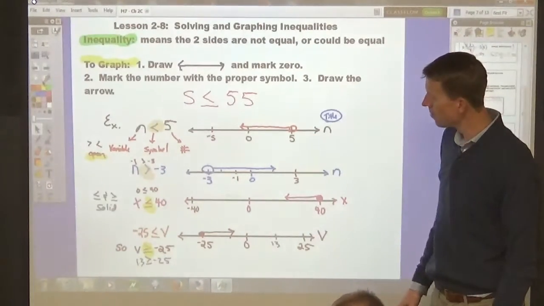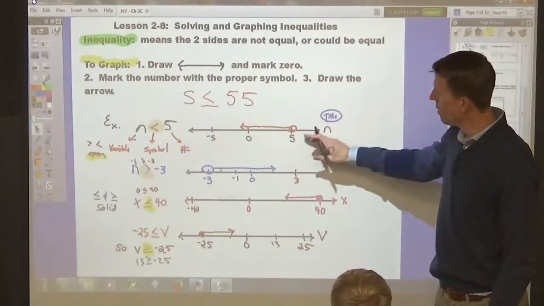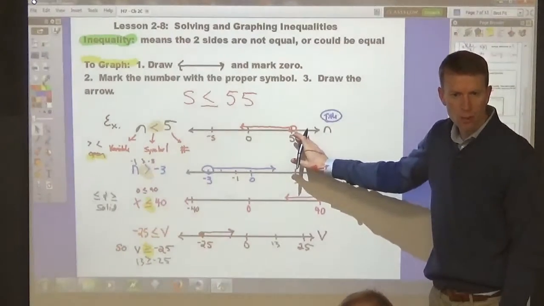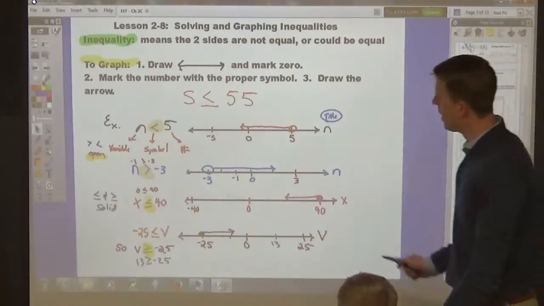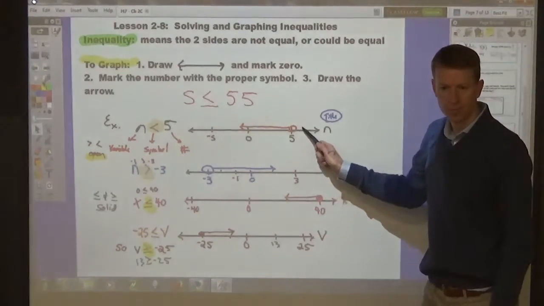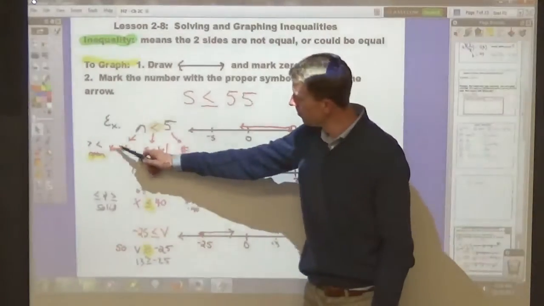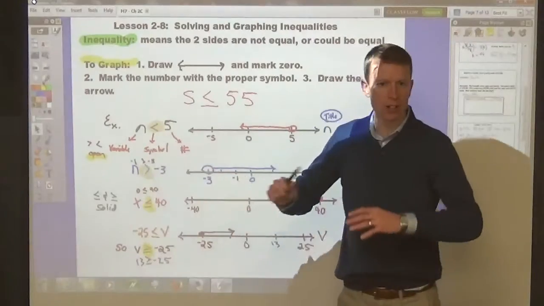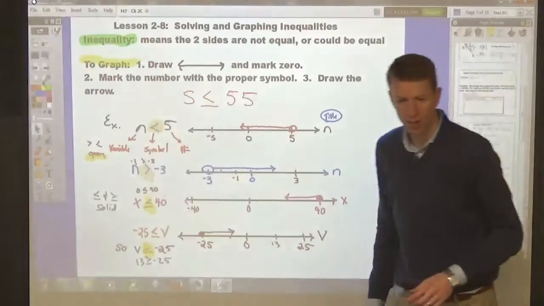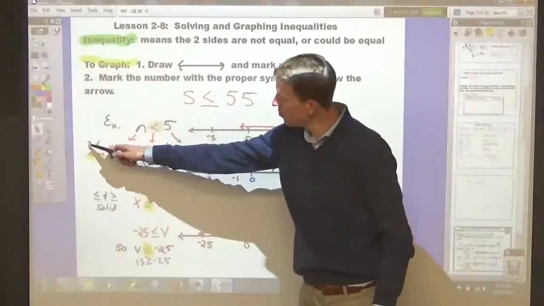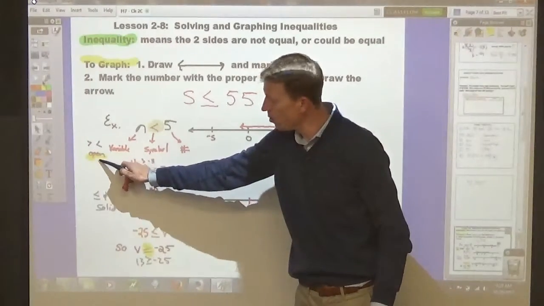Okay? Now, one of the things that you have to do when you are marking the number is use the correct type of dot. There's two types of dots that you'll use. One is called an open dot, and the other one is a closed dot. You use an open dot when the symbol is either less than or greater than. It's without the line underneath it. Okay? So that's what it says right here, very small, but it says, for greater than or less than, use an open dot.